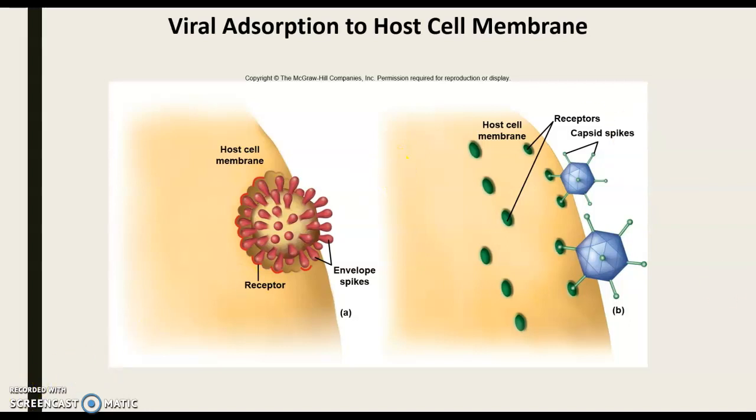Sorry about that. So, viral adsorption to a host cell membrane. We have the host cell membrane, and these spikes need some sort of receptor to attach to. Here you can see we have receptors on the host cell membrane, and those capsid spikes will attach to those receptors. If the receptor is not there, that spike cannot attach, therefore the virus cannot infect that cell.